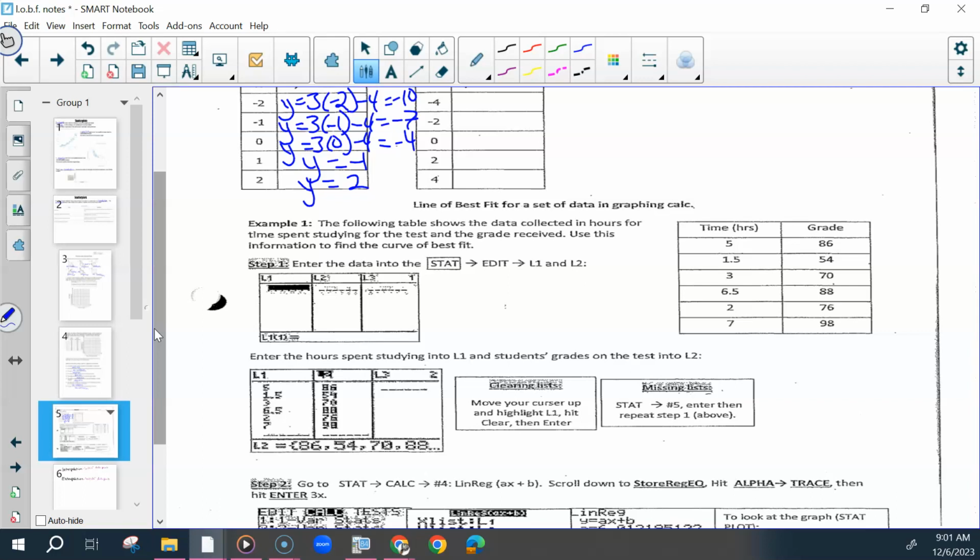So in this example, we have number of hours for time spent studying for the test. This is not something specific to you guys, just data in general. You need to know which ones are the x's and which ones are the y's. X's are your independent, y's are your dependent. So if you're not sure, you can always ask, would time spent in hours depend on the grade, or would the grade depend on the time? So since grade depends on time, grade is y, time is x.